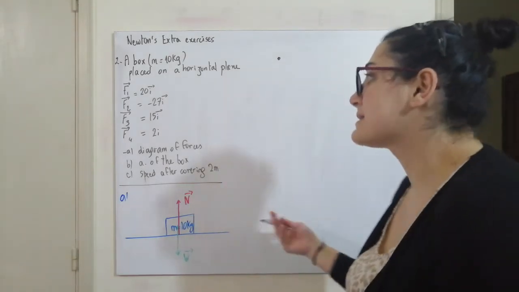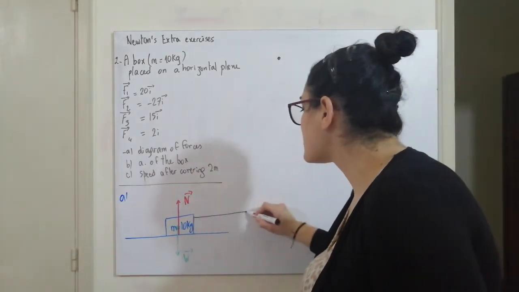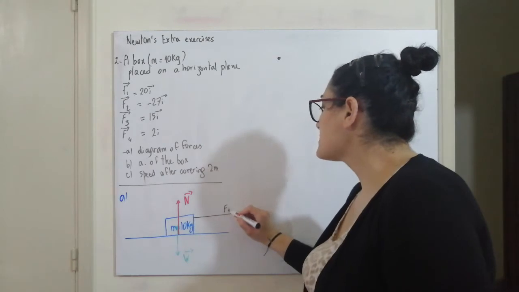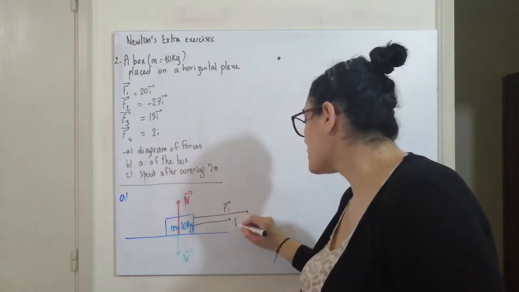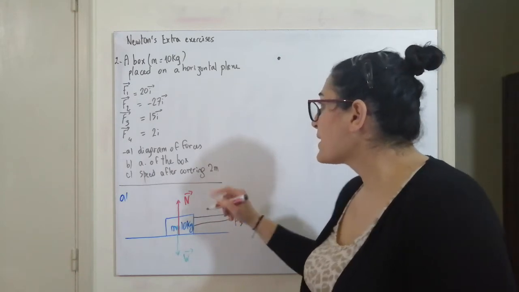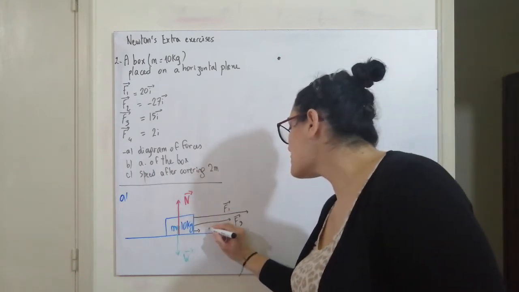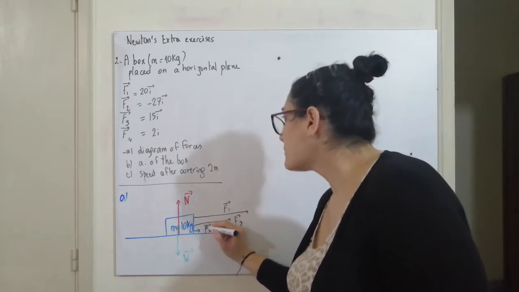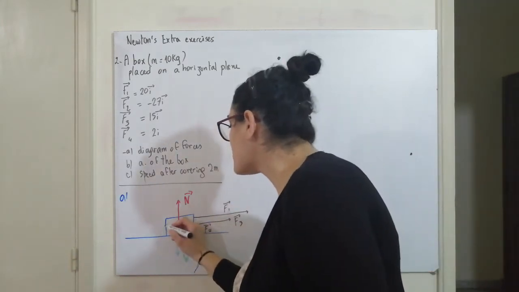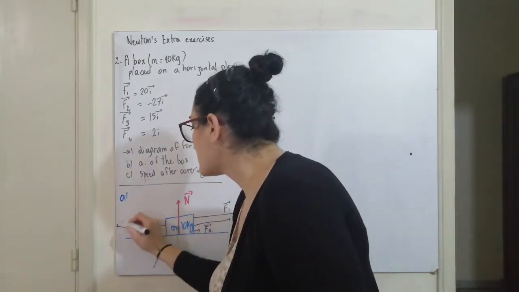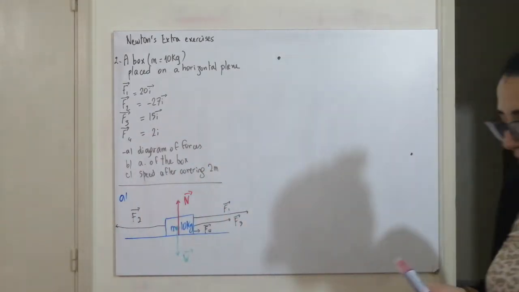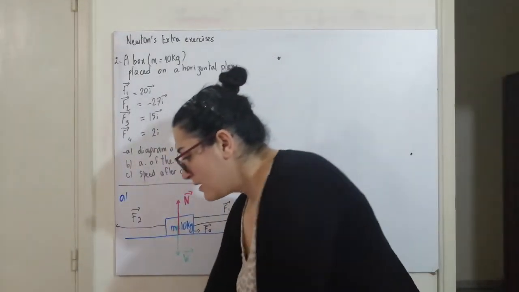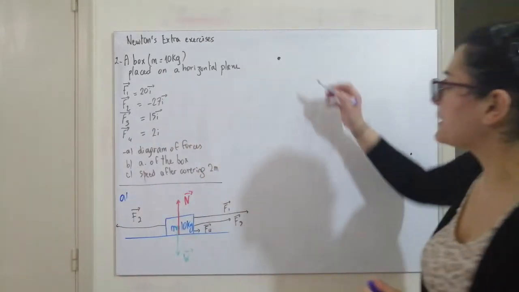You have to take a scale. So let's say this is 20 newtons, F1, then F3 has to be logical. F3 and F4 equals 2 newtons, whereas F2 equals minus 27. This is part A. Now, part B.